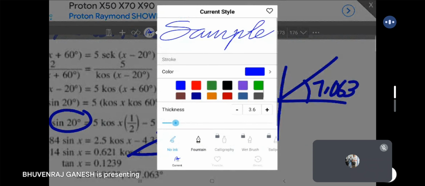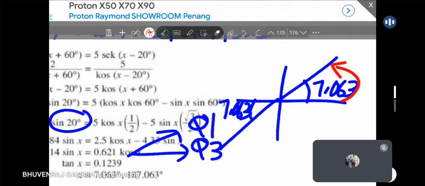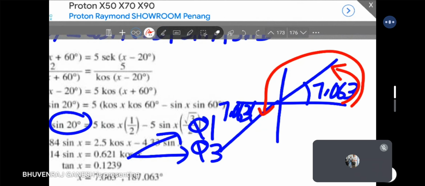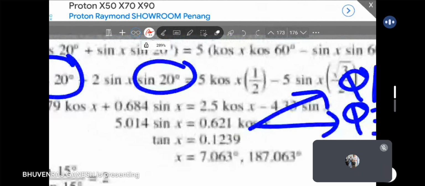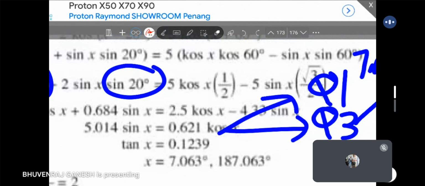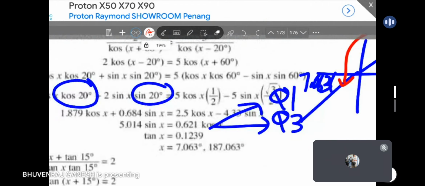Okay, so first angle confirm is your quadrant 1 answer, sukuan pertama punya jawapan, and the second angle is 180 plus reference angle, sudut rujukan. Okay, so that's why your two answers are like this. Boleh dapat? Are you clear for question 2, guys? I think should be clear, right? So this is the concept.